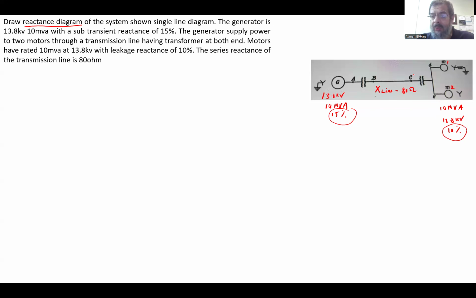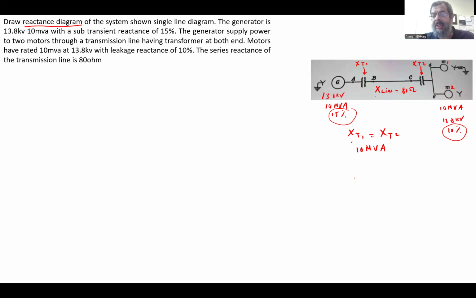Now you notice here we have two transformers, XT1 and XT2. The question has ignored their values, so we need to assume them to draw the full reactance diagram. We cannot ignore the transformers; they need to be included. I think this is missing from the question. So I will assume that these two transformers, XT1 and XT2, are exactly the same, with the same rating, 10 MVA.